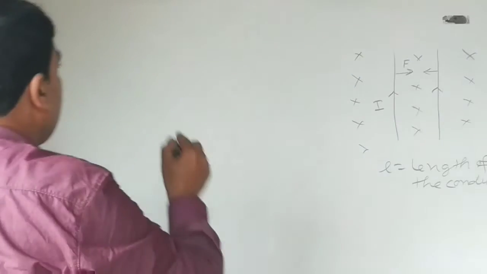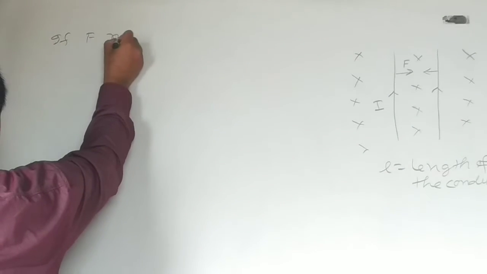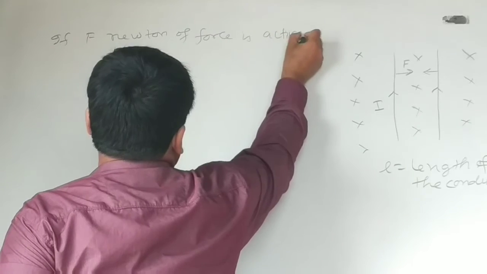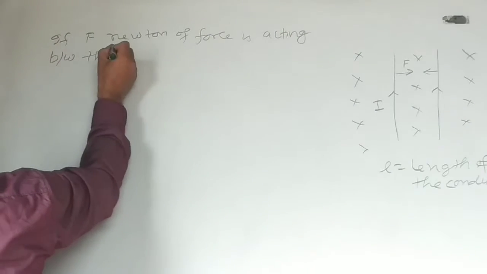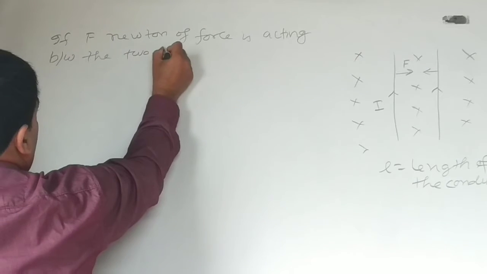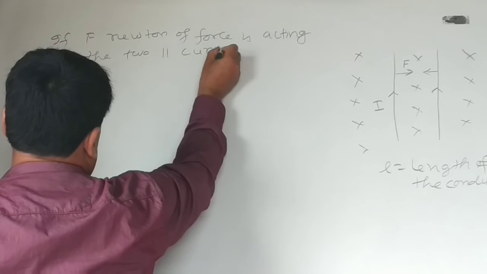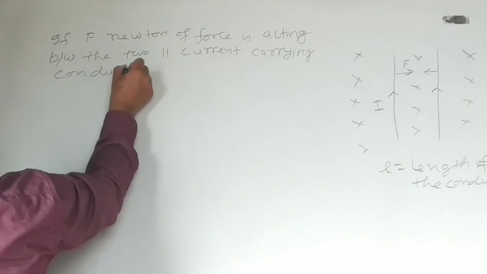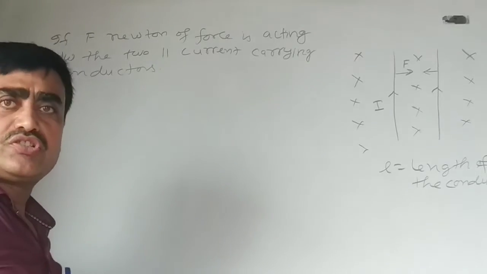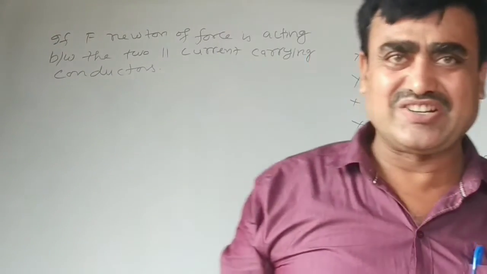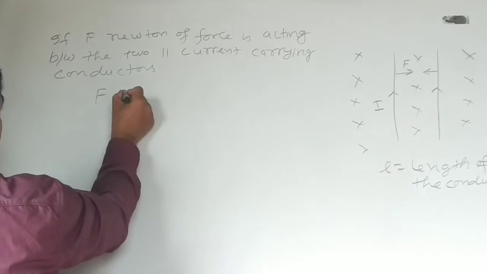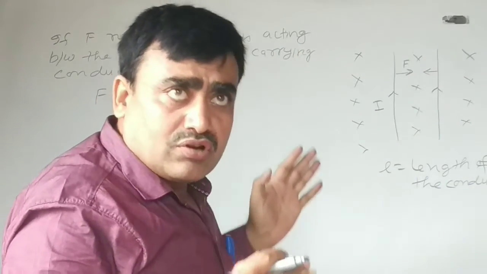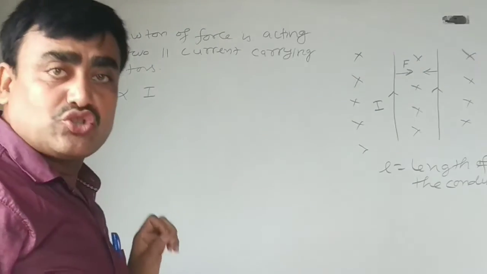If F newton of force is acting between the two parallel current carrying conductors, this force depends upon the following three factors. F varies as I, that means if a large amount of current is flowing through the conductor, then the force is also strong.